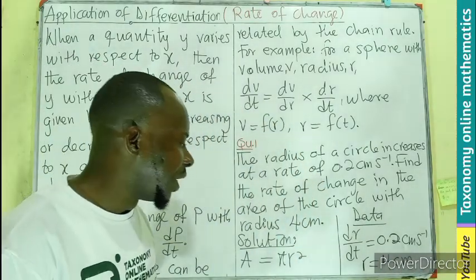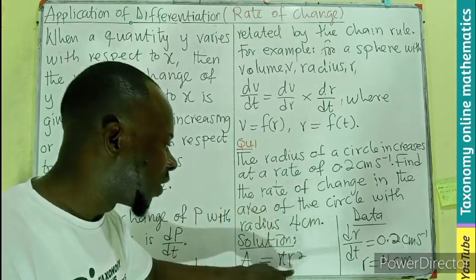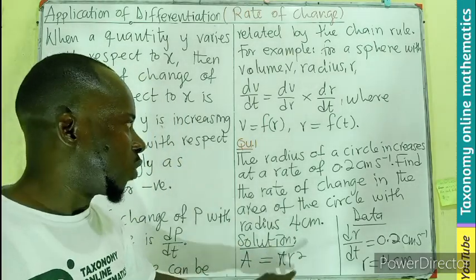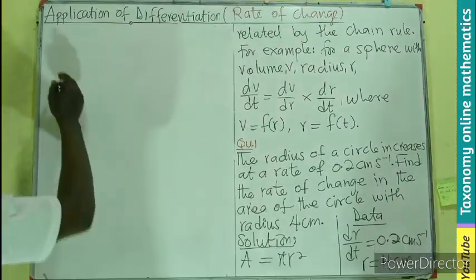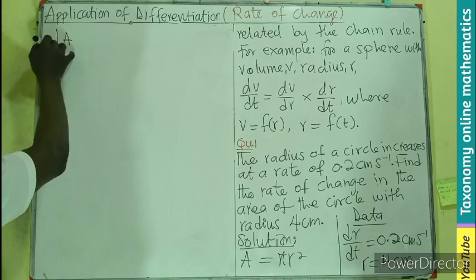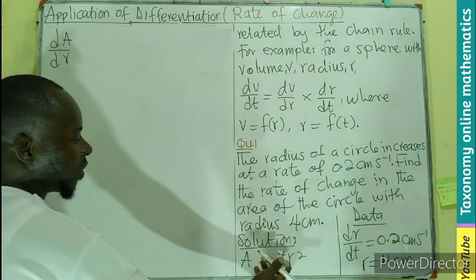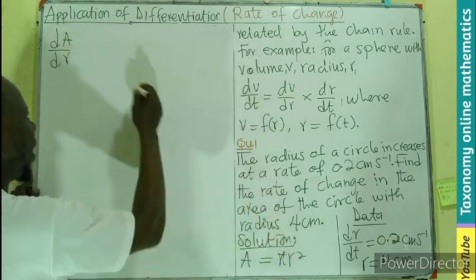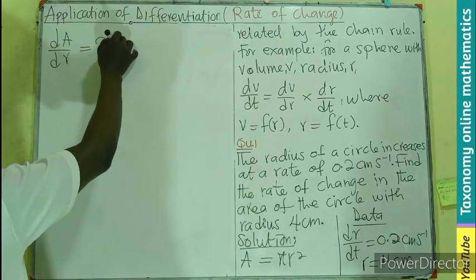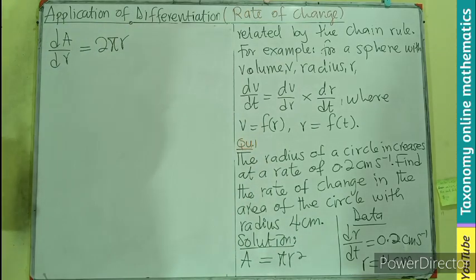So what else do we need? The only thing we need is to differentiate A with respect to r, so that we can come back to this formula. From here, let's have our dA/dr, the differentiation of A with respect to r. Don't forget pi is a constant. So 2 comes forward to give you 2 pi, then for r, we subtract 1 from the power, which gives r.